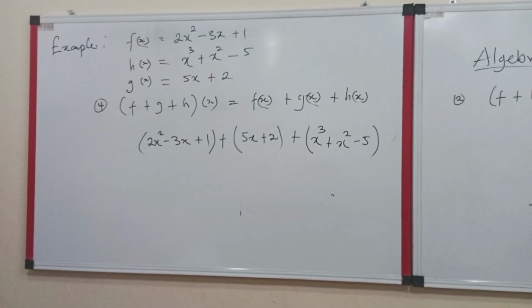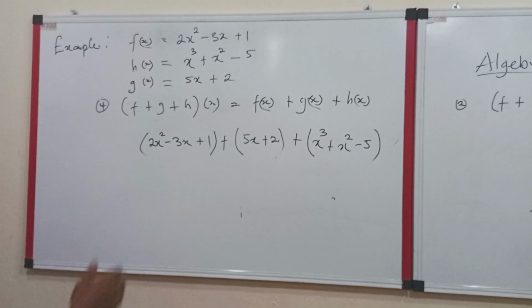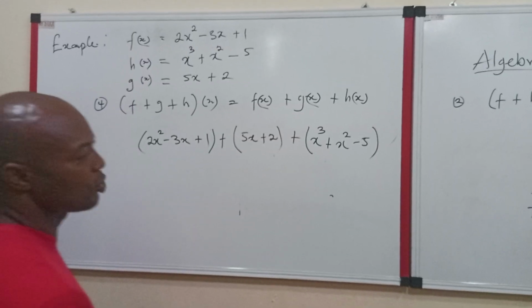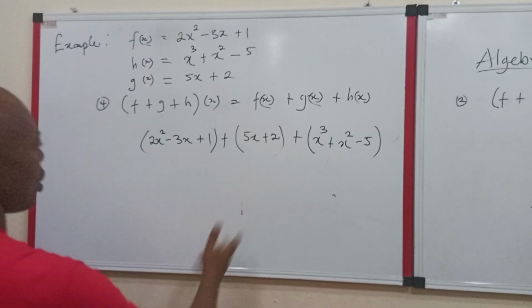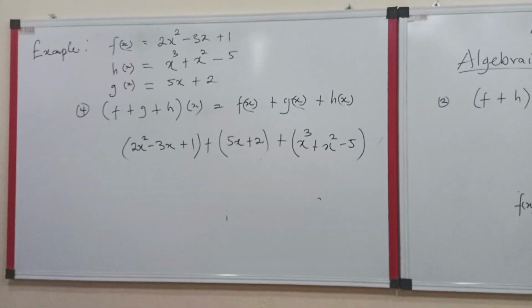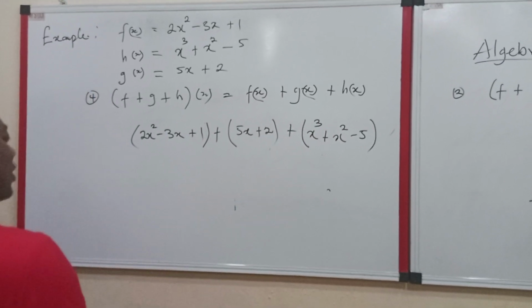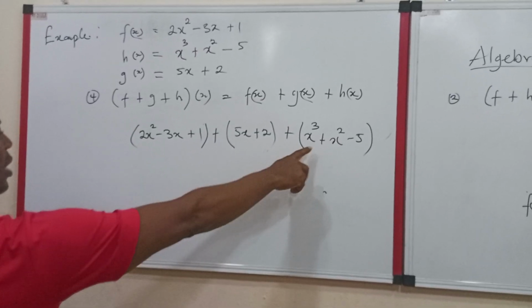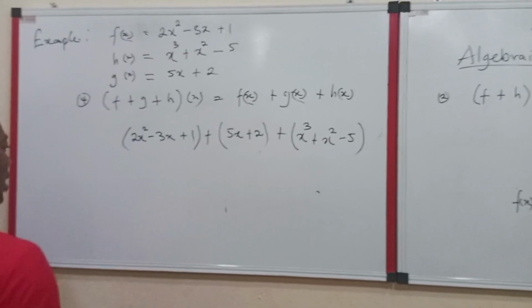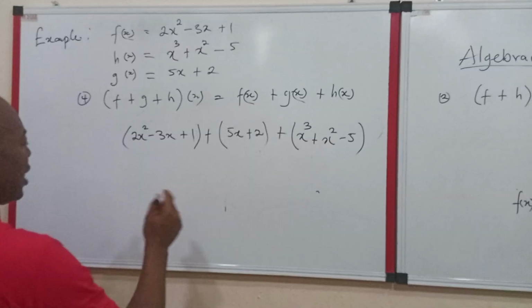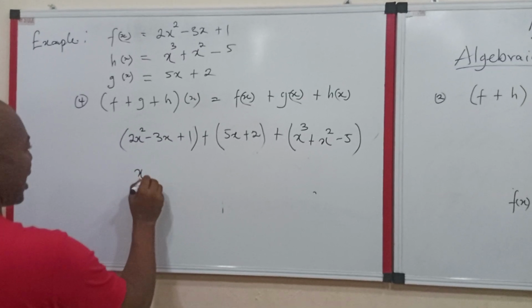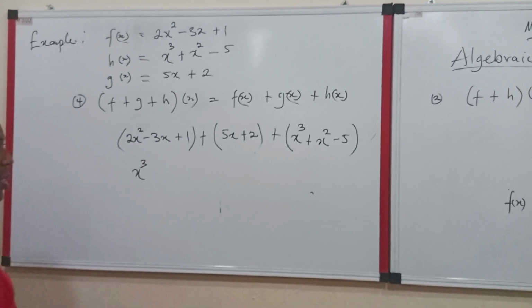That's what we have. Now, based on these that we have now, all that we need to do is to collect like terms. Now, the highest power here is 3, which is this term here. And there is no other one, so let's bring it down, meaning we have x raised to power 3.